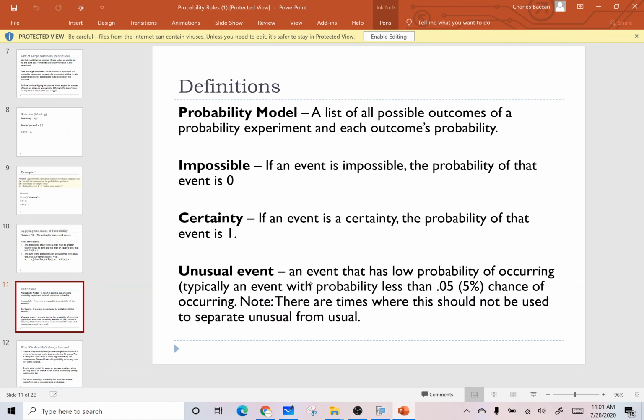Next, we have definitions. Probability model: a list of all possible outcomes of a probability experiment and each outcome's probability. Impossible: if an event is impossible, then the probability of that event is 0. Certainty means that if the event is a certainty, then the probability of that event is 1. An unusual event is an event that occurs at a low probability, typically an event with a 0.05 or 5% chance of occurring. There are times where this should not be used.